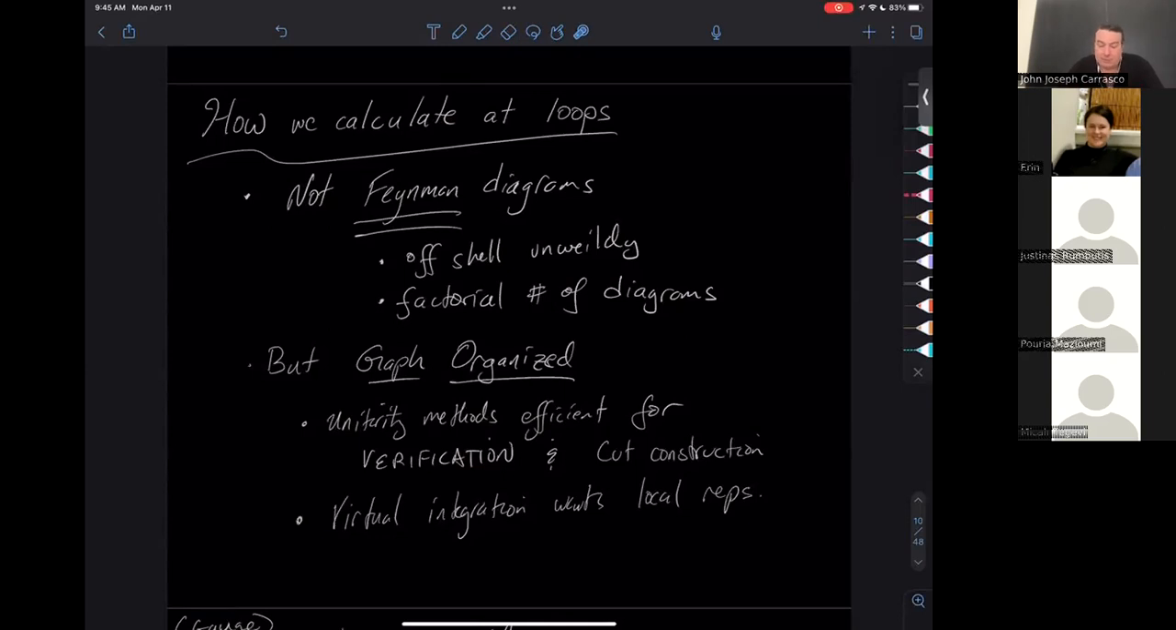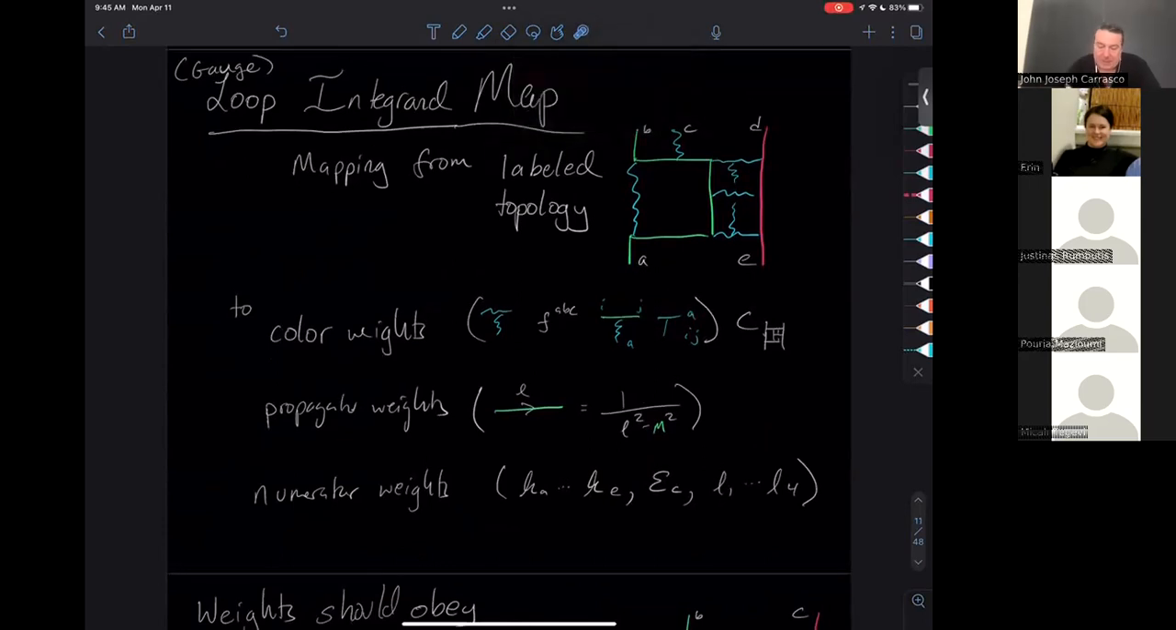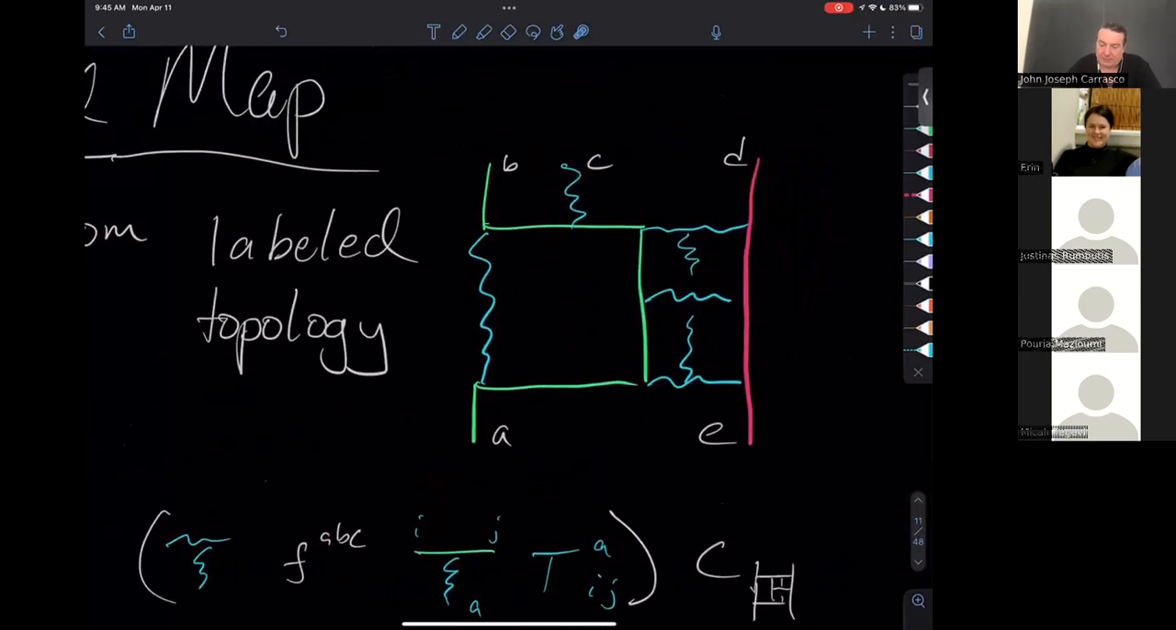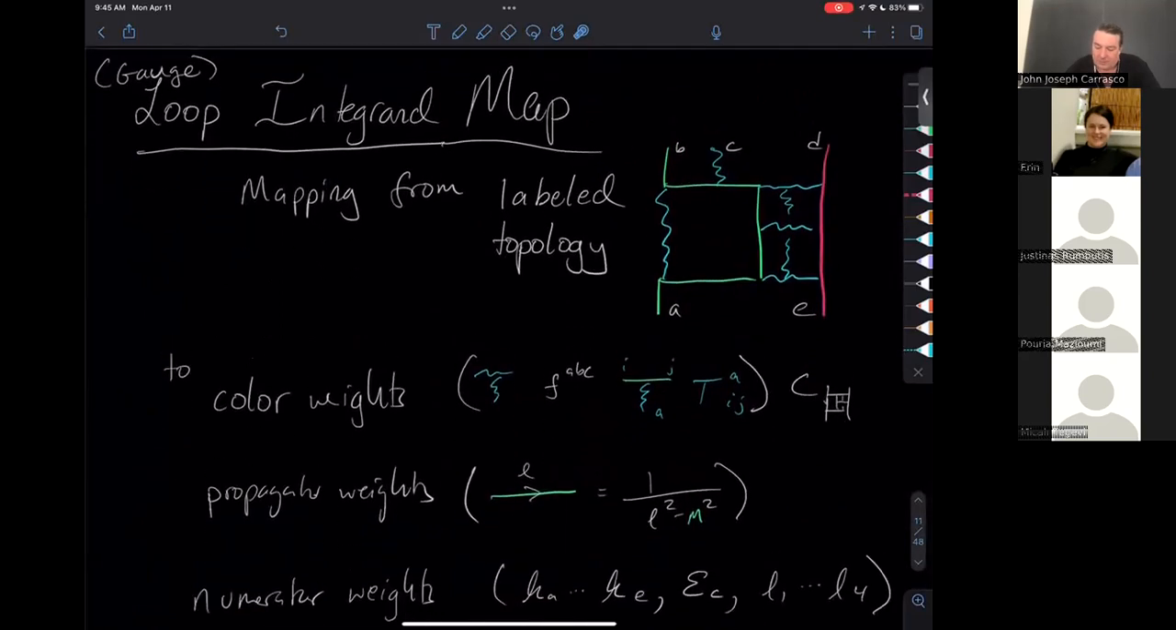And in fact, unitarity methods can and often do help with that. Okay, so let me talk about what's involved with a gauge theory loop integrand map. A loop integrand map is a mapping from a labeled topology. And here, let me zoom in on this. I've drawn some non-planar four-loop diagram, and I'm allowing multiple particles to be running around.